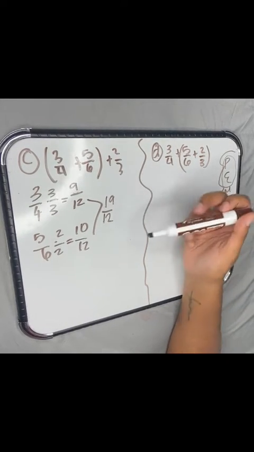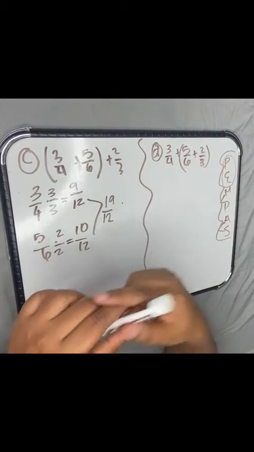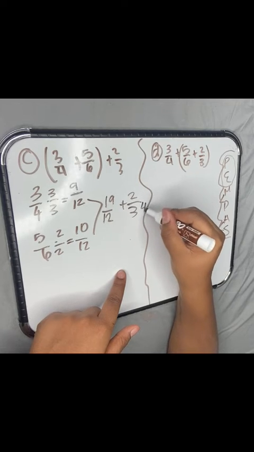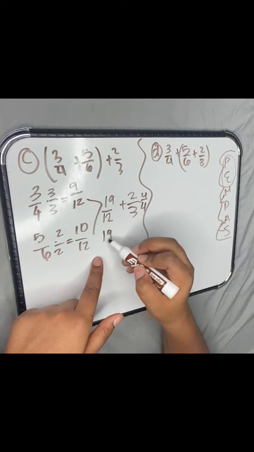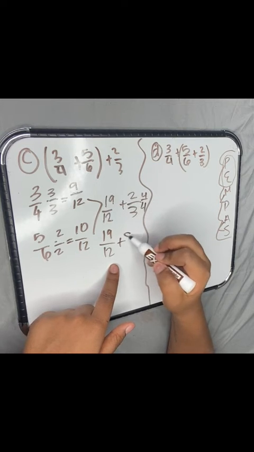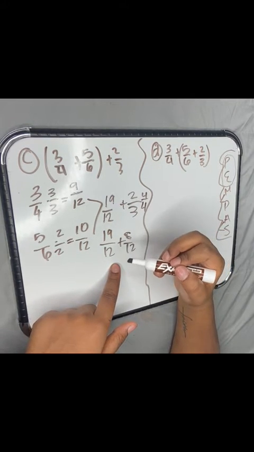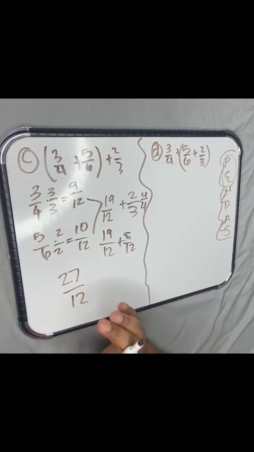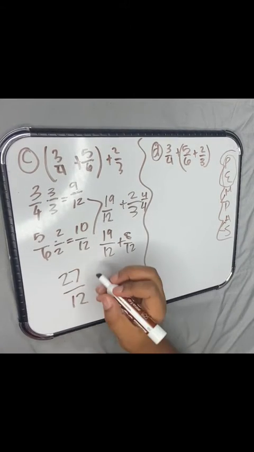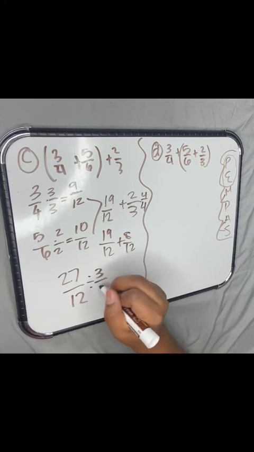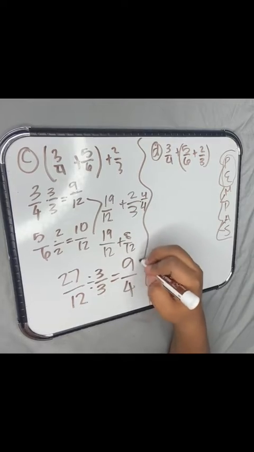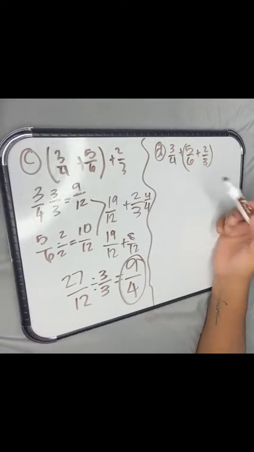So then we'll move on, and we're adding that to 2/3. We need to get 2/3 to have the denominator of 12, which we multiply by 4 over 4, which will get 19 over 12 plus 8 over 12. So now all we have to do is add that together, and that will give us 27 over 12. But we always need to make sure if we can simplify that, we simplify. So 27 over 12 can be divided by 3 over 3, which will give us our correct and simplified answer, 9 over 4.